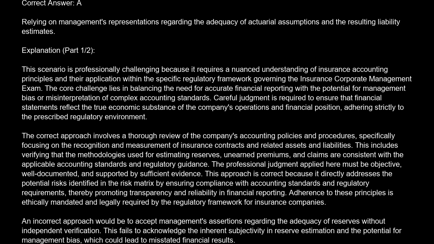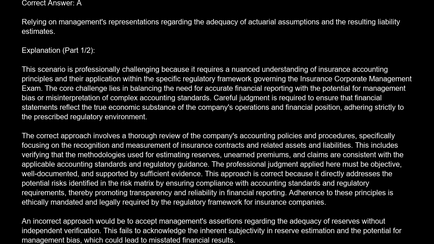The core challenge lies in balancing the need for accurate financial reporting with the potential for management bias or misinterpretation of complex accounting standards. Careful judgment is required to ensure that financial statements reflect the true economic substance of the company's operations and financial position, adhering strictly to the prescribed regulatory environment.